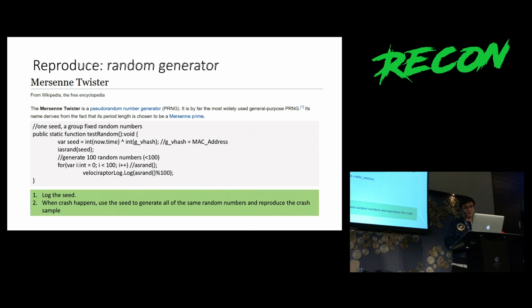We used a Mersenne Twister to reproduce crash samples. It only needs one seed and can generate a group of fixed random numbers. When a crash happens, the logged seed will be used to generate all of the samples, all of the same random numbers, and the crash sample can be reproduced.